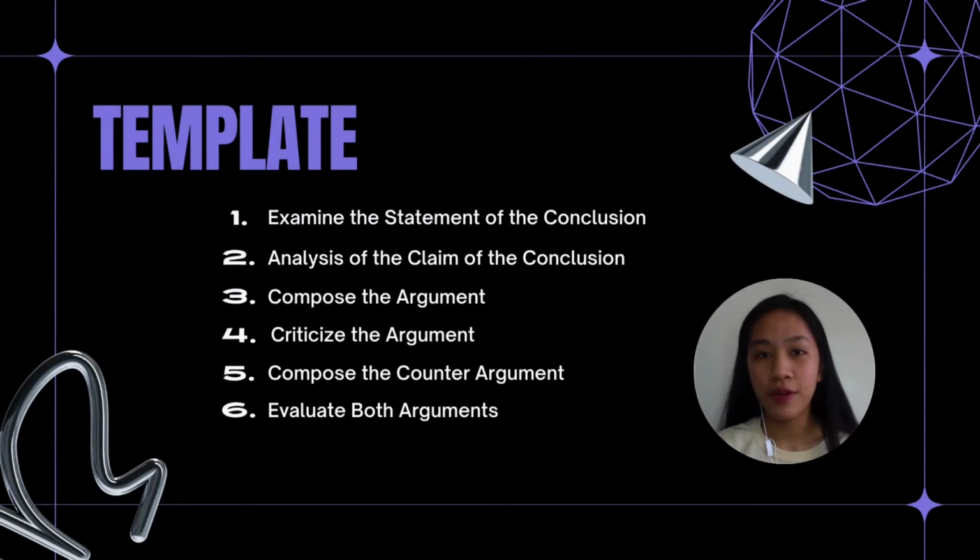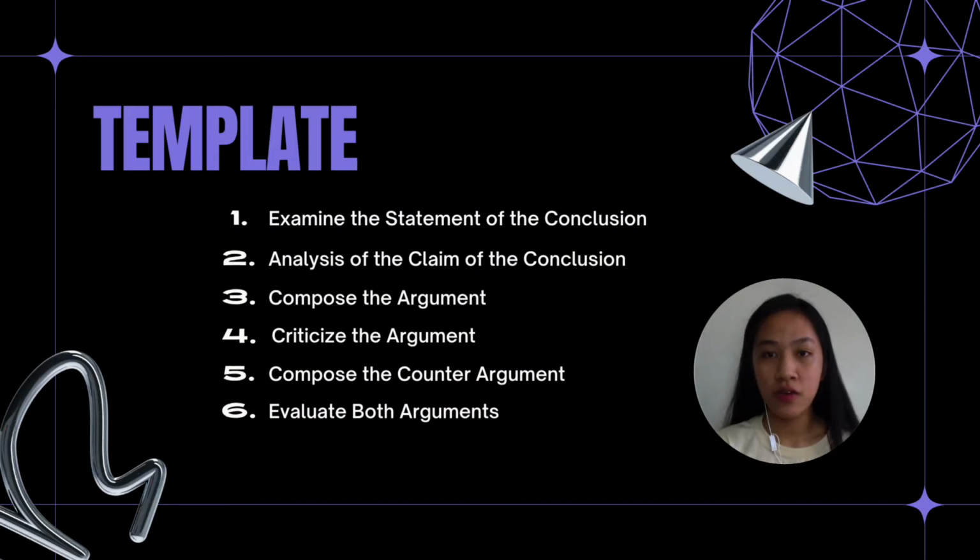After the discussions on the previous modules, you now have the prerequisite to compose a complex argument. Alam nyo na yung 3 major types of arguments and their strengths, and alam nyo na rin kung paano i-criticize and evaluate yung bawat types ng argument. So, in this module, I will discuss the step-by-step template for composing an argument. To give you an overview, it includes composing an argument, then criticizing it to compose a counter-argument. Next is the evaluation of both the argument and the counter-argument to determine which one is stronger. I will further discuss these sa mga susunod na slide.